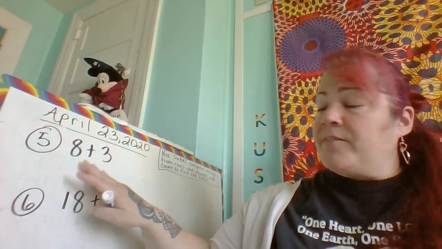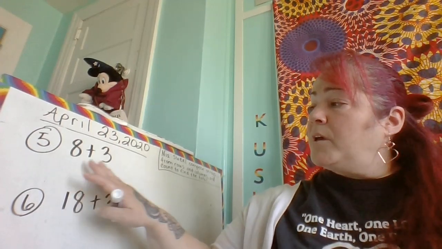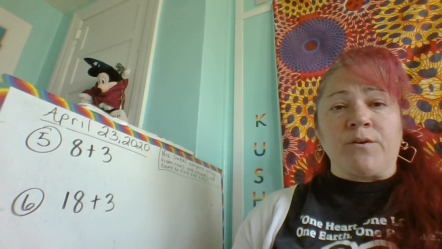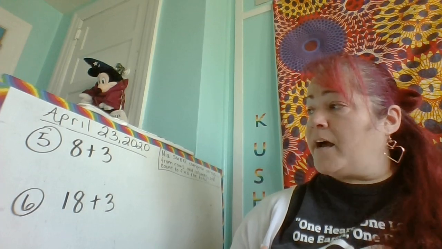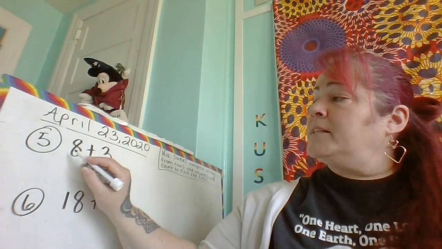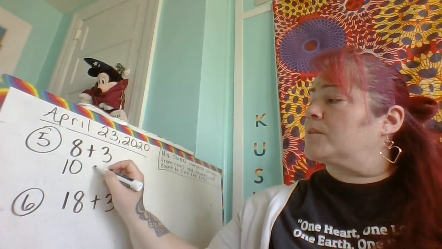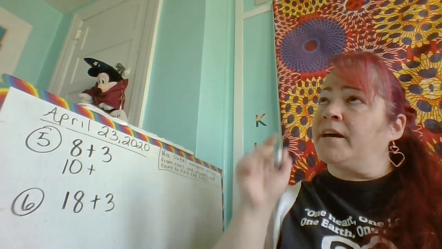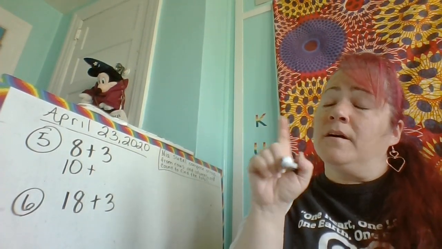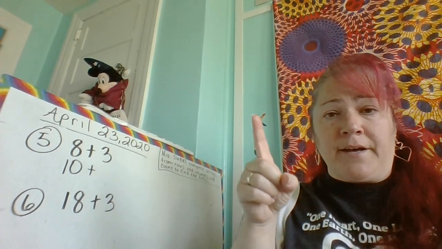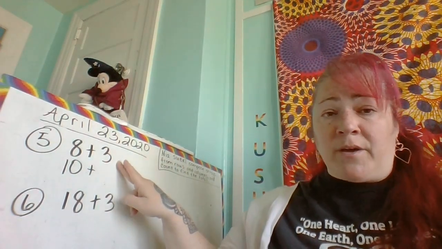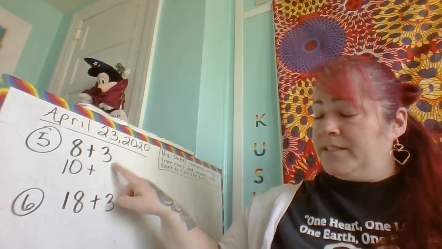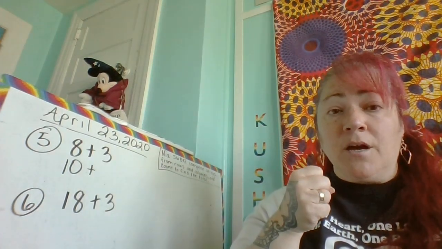So I'm looking here at number 5, and it has 8 plus 3. So I'm looking to make one of these numbers a 10. So I'm looking for which one is the closest to a 10. So which one is the closest to a 10, Malachi? Right, 8 is closest to the 10. So I'm going to make that into a 10. Now, in order for me to get from 8 to 10, I have 8, 9, 10. I had to add 2.